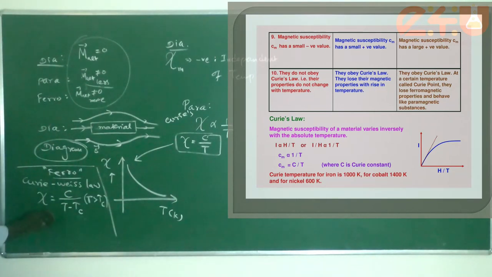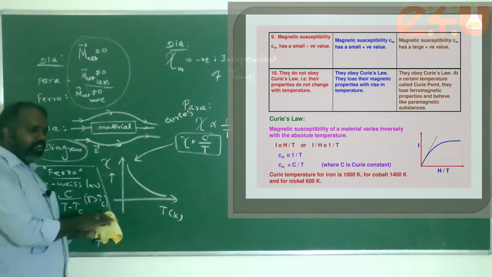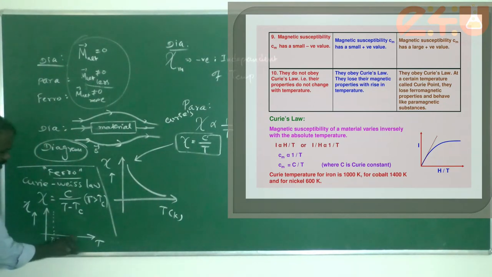For this case, we can draw the graph between temperature and the magnetic susceptibility. When T is equal to TC, 1 by chi goes to 0, infinity. So that's why they put a dotted line here, at the temperature T equal to TC. When the temperature is less than TC, the material is perfectly a ferromagnet. When T is equal to TC, there is a transition from ferromagnet to paramagnet. When the applied temperature is greater than TC, the material becomes a paramagnet.